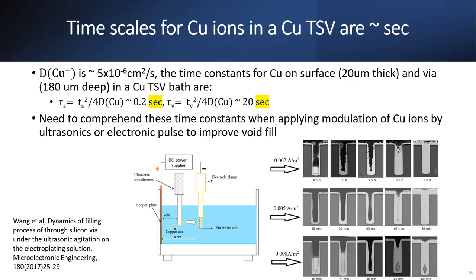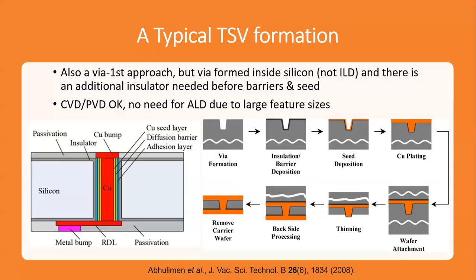Once you get a feeding of copper ions inside the TSV, in a typical TSV formation, what we mentioned before, you form insulation, and then a barrier. The insulation is SiO2, the barrier is your titanium nitride, then your seed deposition, and then your copper plating. This is probably what you do, and then with the rest of the process, at the end of the day, you will form something like this. This is a typical TSV formation.